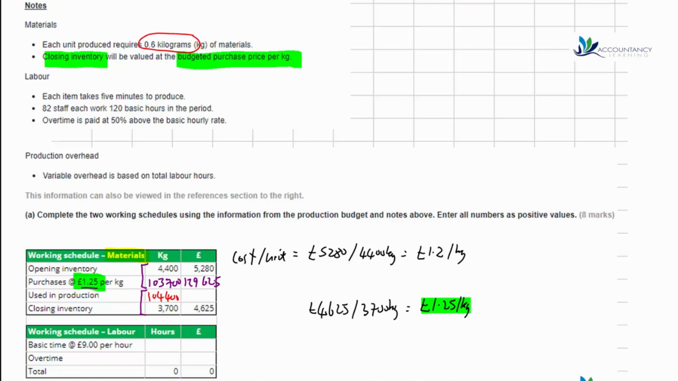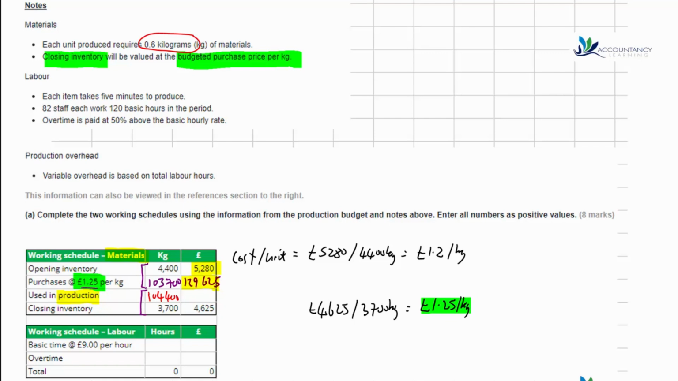So the missing number that we have relates to the cost of what was used in production. And the complication we have here is, what have we used in production? We need to recognize that some of our production would be taken from our opening inventory, which cost £1.20 per kilogram, and some of our production would have been purchased in the current period, and that cost £1.25 per kilogram.